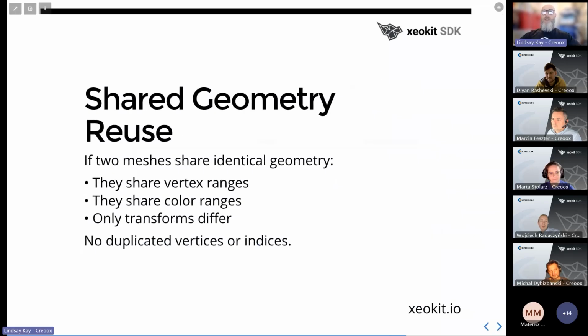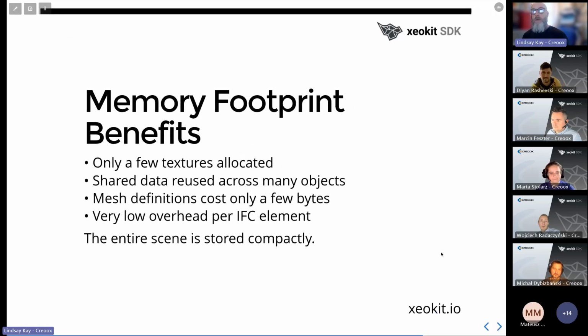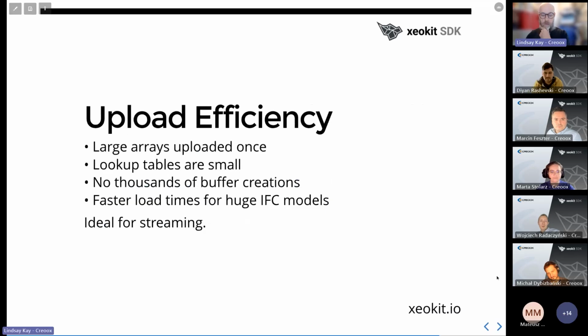If two meshes share identical geometry, they share the same ranges within those vertex position, normal and UV arrays. For that, we get a much lower memory footprint, and we try to have as few data textures as possible to make things batch friendly and reduce the number of draw calls. A benefit of this compactness is, of course, a smaller payload to load into the viewer, and a smaller amount of data to transfer over the network.